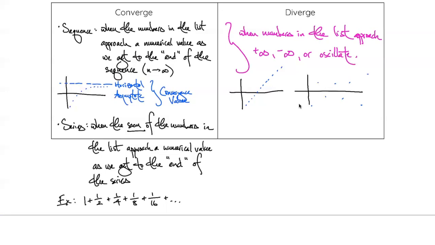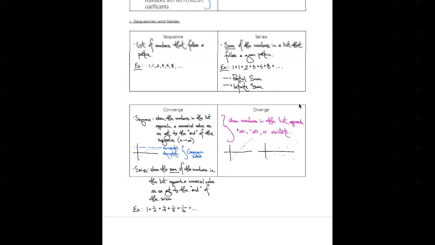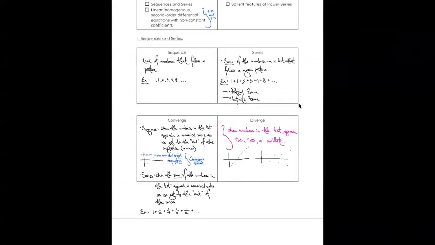Okay. And series, sort of similar idea that if we don't get to a numerical value as we keep adding, if we get to positive or negative infinity, then that means that we are going to have a divergent series. All right. So keep that in mind as we kind of move along, that sequences and series, convergence and divergence is really the underpinnings of what we're talking about here.